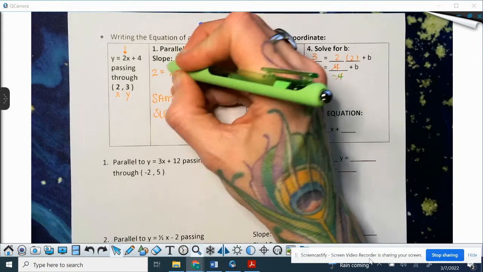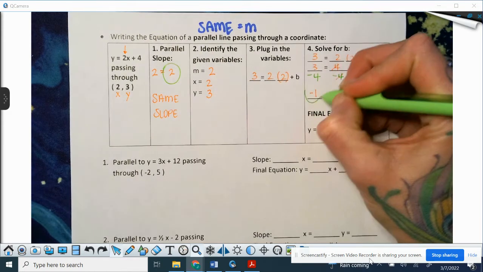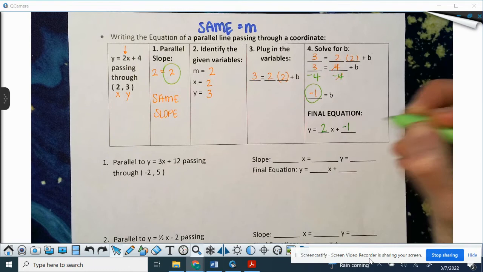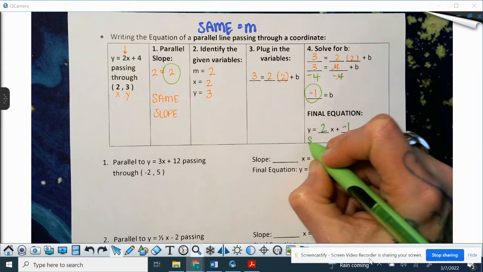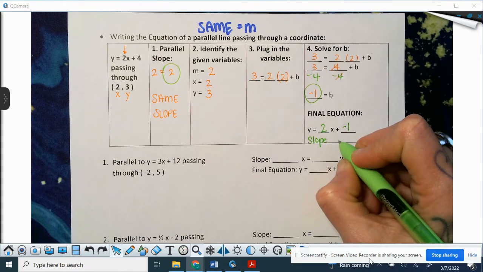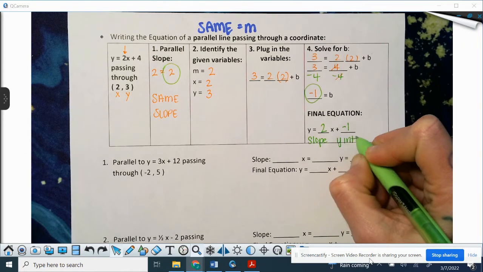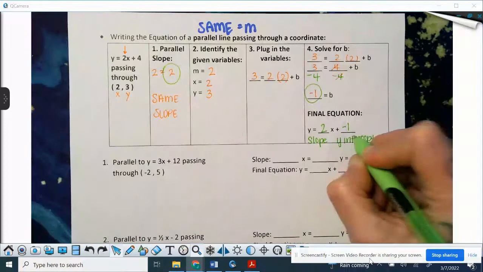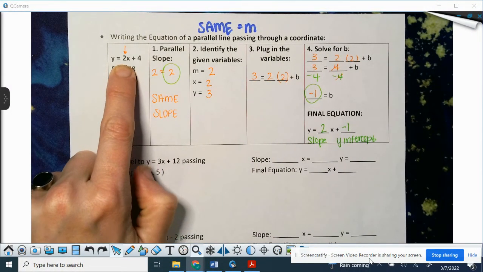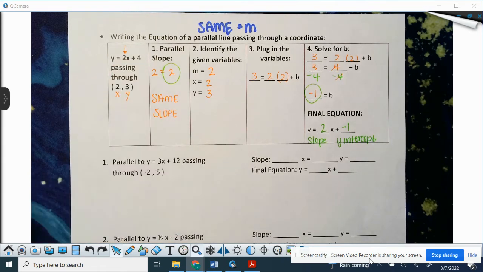So we're going to take our parallel slope and our negative 1, and we're going to plug it in. So y equals 2x minus 1. Because again, all you need to write the slope-intercept form of an equation of a line is the slope and the y-intercept. In this case, you have the slope given, but you have to remember that parallel means the same slope.